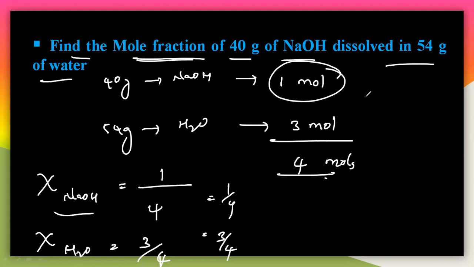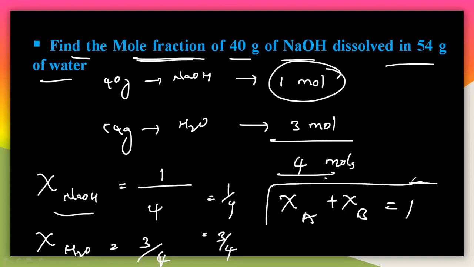Now see here, the mole fraction of A plus the mole fraction of B is always equal to 1. So see how it is equal. First, let us understand this mole fraction in an easier way. Mole fraction is nothing but, mathematically, a percentage. So it is a percentage.